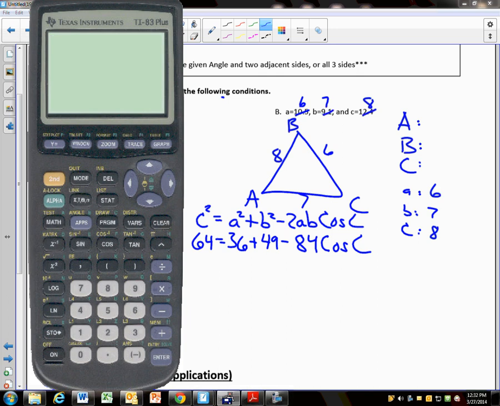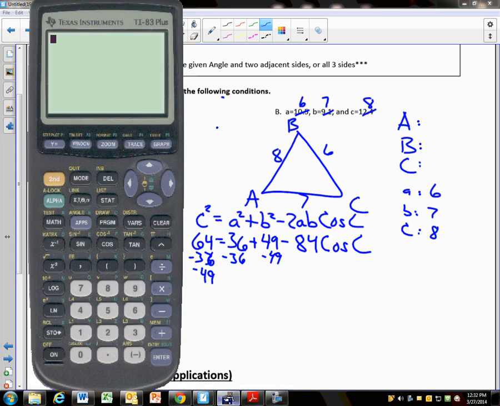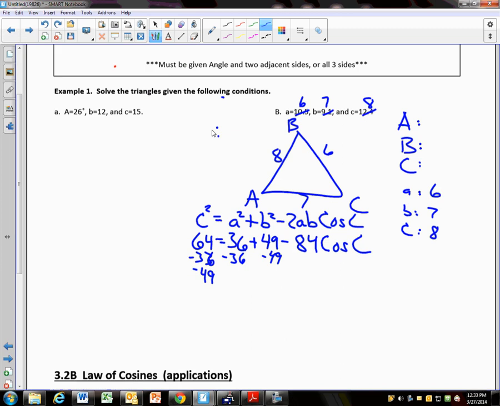Here's the biggest mistake that people make. People add the 36 and the 49 and then subtract the 84. You can't subtract the 84 because it's tied to the cosine of C. So we're going to subtract 36 from both sides and subtract 49 from both sides. When we do that, we get 64 minus 36 minus 49, which is negative 21. So negative 21 is equal to negative 84 cosine of C.